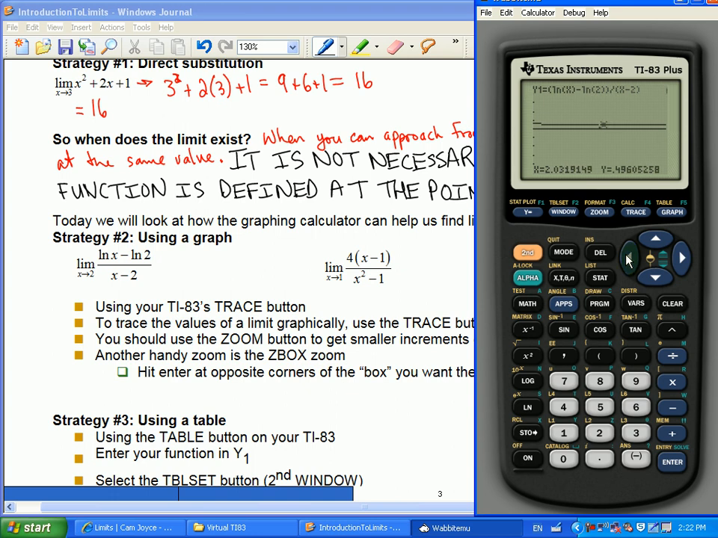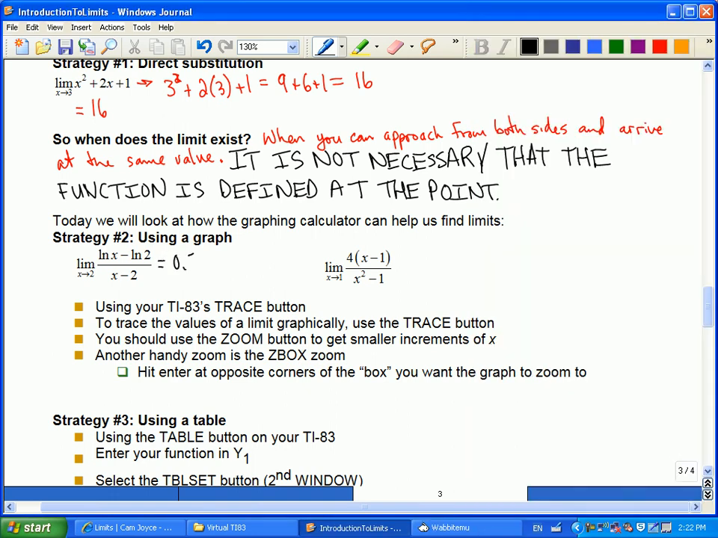I'm moving over from the right side, and I'm getting maybe like 0.5, about 0.5 here. If I had to make an educated guess, that would be my guess as to what the value is as it passes through. It's getting closer and closer to 0.5, undefined at the point itself, but still closer and closer to 0.5 as I pass through. So that would be my educated guess using the graphing calculator, that 0.5 is the limit.